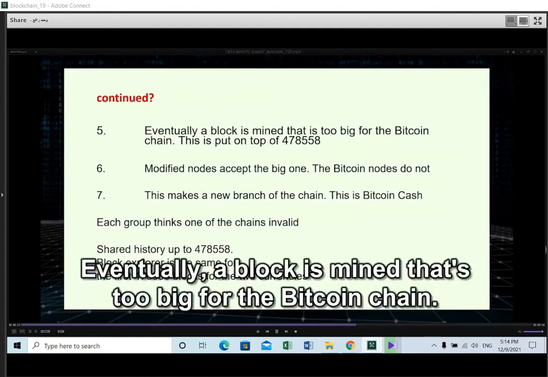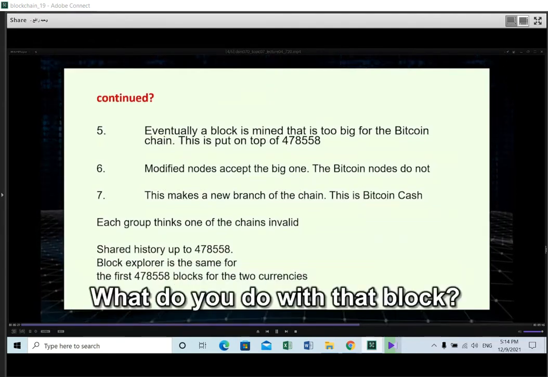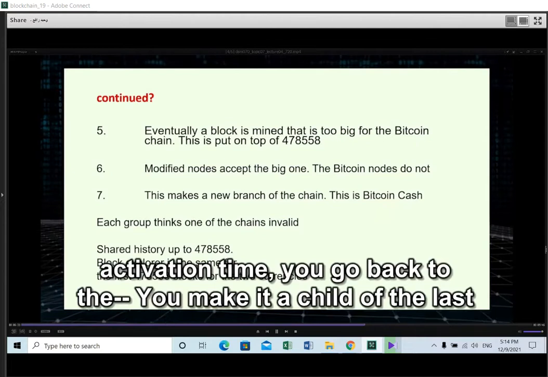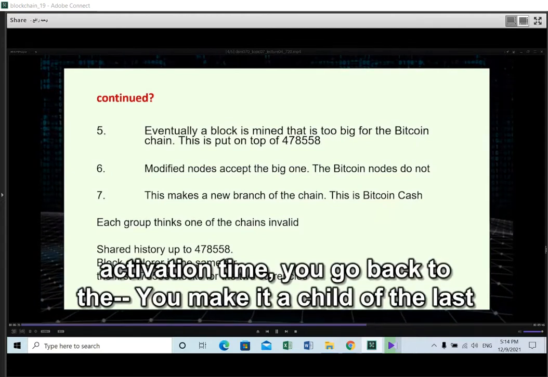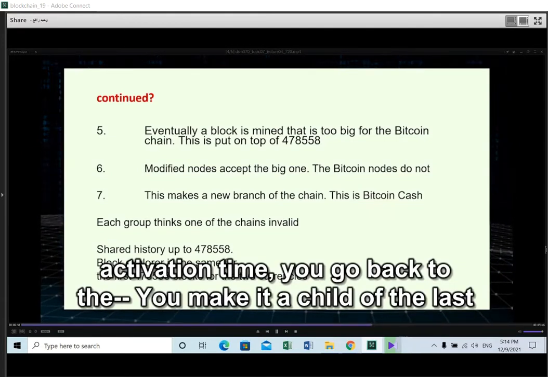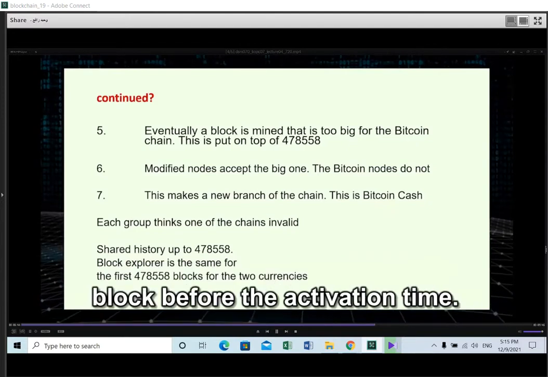Eventually, a block is mined that's too big for the Bitcoin chain. So what do you do with that block? You don't put it at the end of the chain that's developed since activation time. You make it a child of the last block before the activation time.